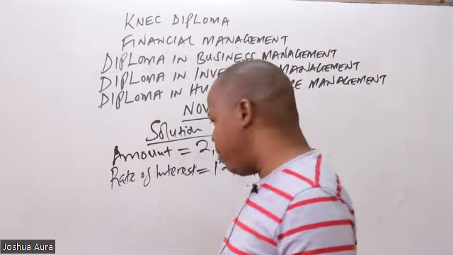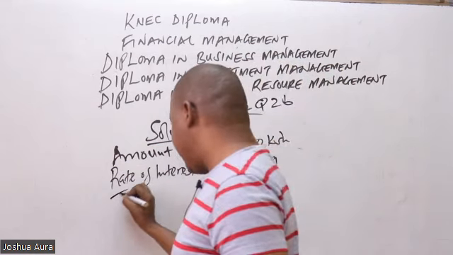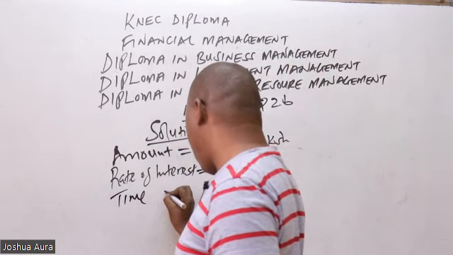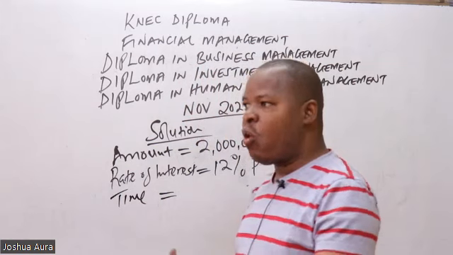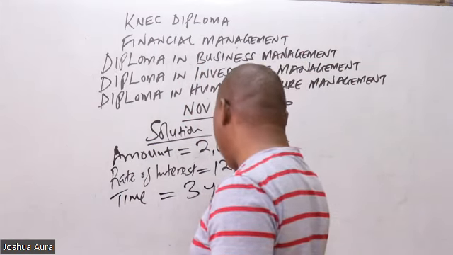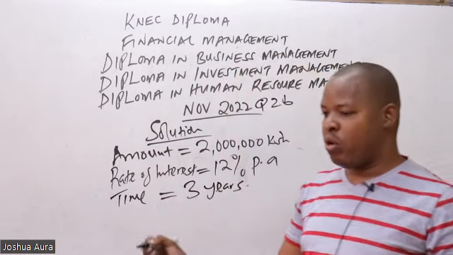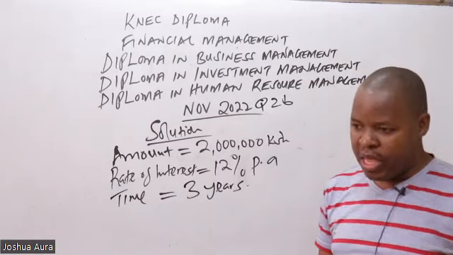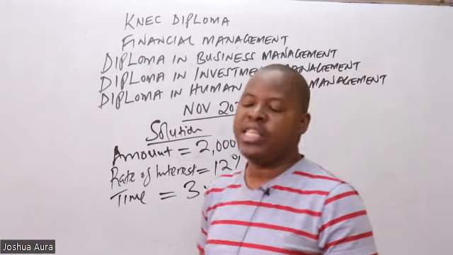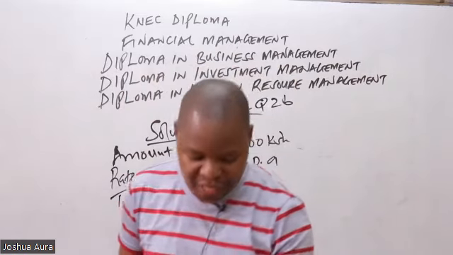equal annual installments. This loan of 2 million is to be repaid. That means the time it will take to repay this loan will be 3 equal annual installments. That will be 3 years. So the loan is supposed to be repaid for 3 years.